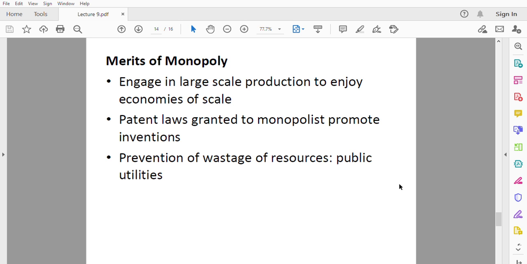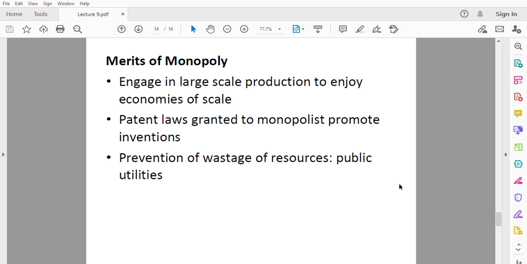The second is that patent laws, the patent rights I mentioned, granted to monopolists promote inventions. So it encourages people to engage in inventions because they know that they will enjoy the backing of the state giving them patent rights. And the last is prevention of wastage of resources.